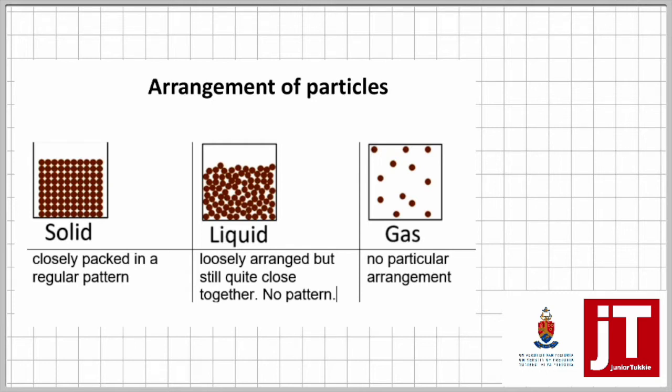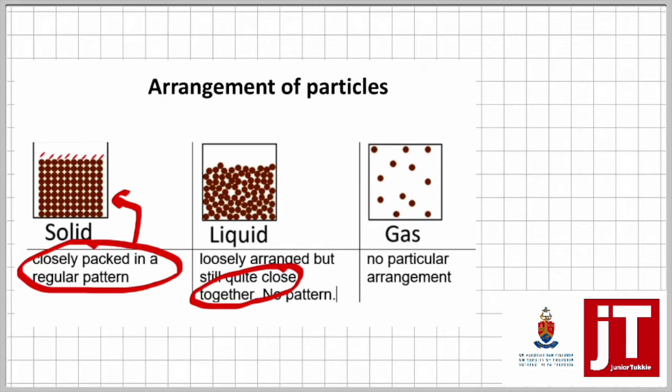Let's turn our attention to the arrangement of the particles. In a solid, the particles are closely packed in a regular pattern as we see in the diagram over here. It is very easy to predict where the next layer of particles would be placed because of the regular pattern. One also sees that they are close to one another. In a liquid, they are still close to each other, but there is no pattern. This is an important point. There's no pattern. It's hard to predict exactly where the next liquid particle would be in this particle diagram. When we look at a gas, there's no particular arrangement at all. The particles are free to move at liberty and fill the space available to them.